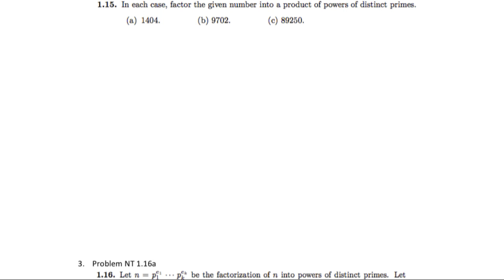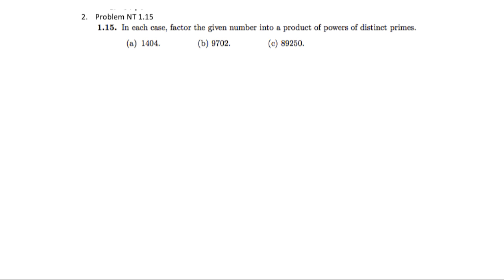Okay, in this video I'm going to do these two problems. They are from Bender and Williamson's Number Theory, and this is problem 1.15. It says to factor each of these into a product of distinct primes.